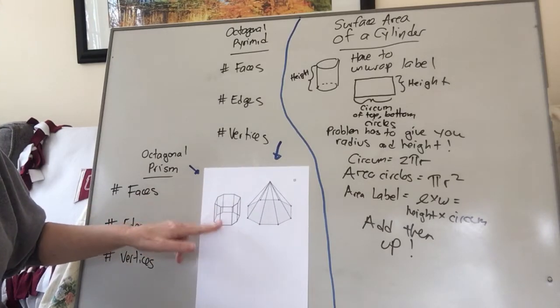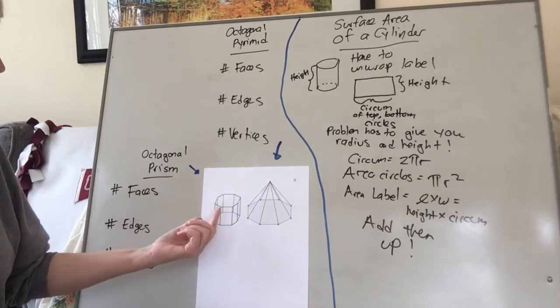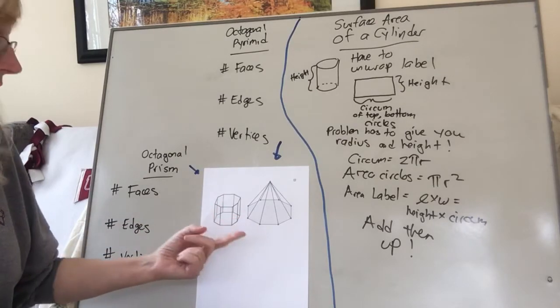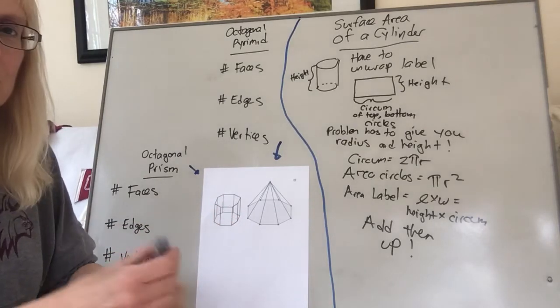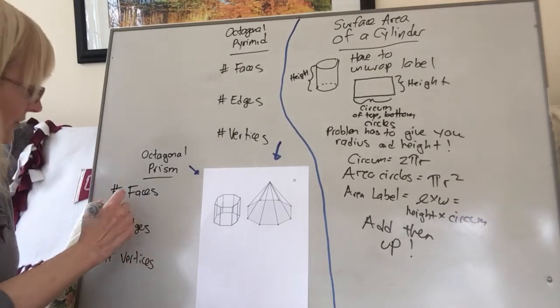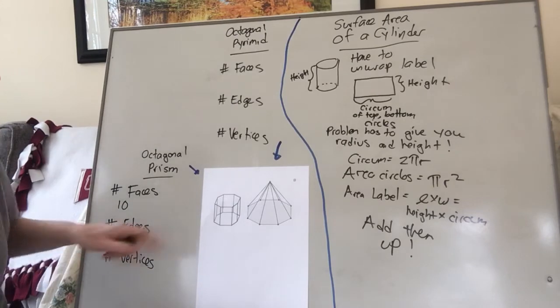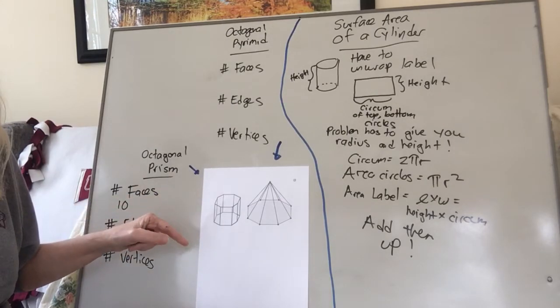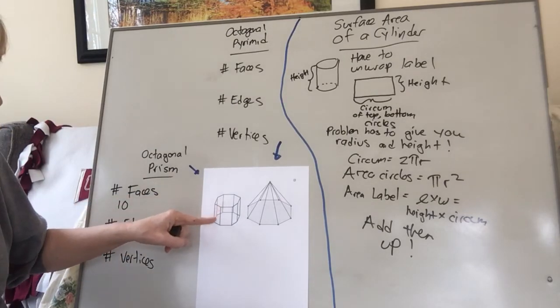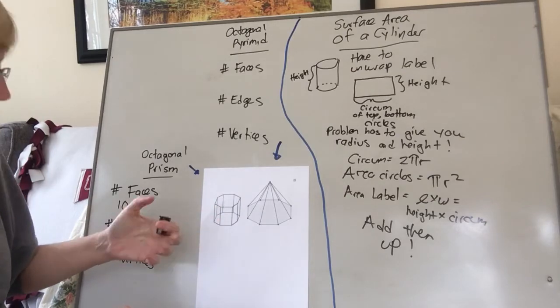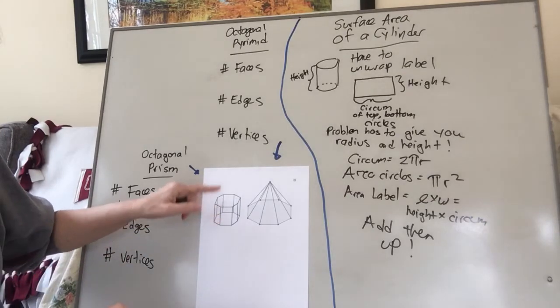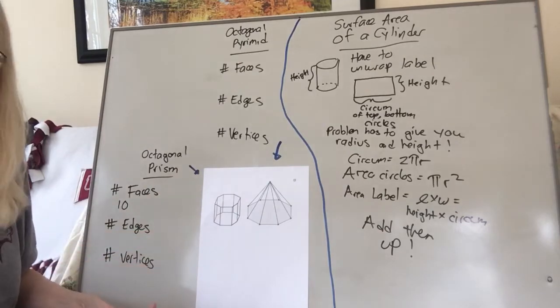So let's see. Like I said, there's a top and the bottom, and because there's an octagon, isn't there 8 sides? 2 plus 8 is 10, right guys? And let's see, what are their shapes? Well, the top and the bottom are octagons, right? And the sides look like rectangles to me. So if I ask you what are their shapes, it would be octagon, octagon, and then 8 rectangles.